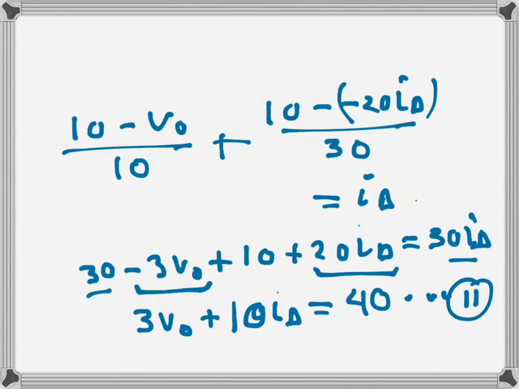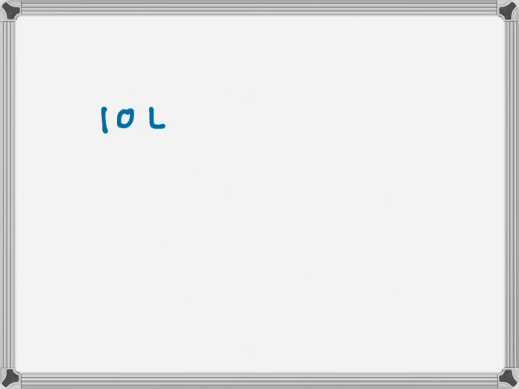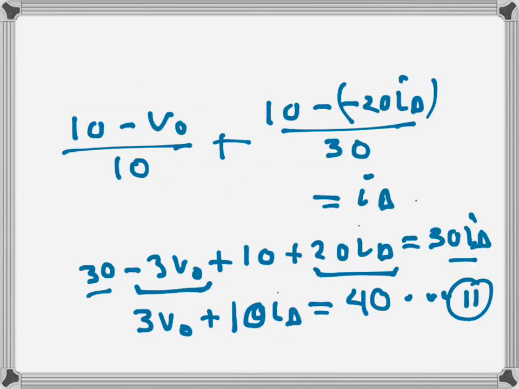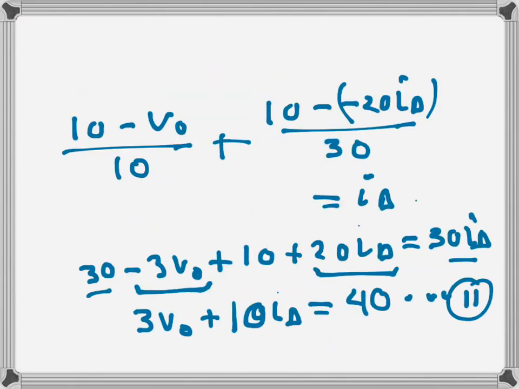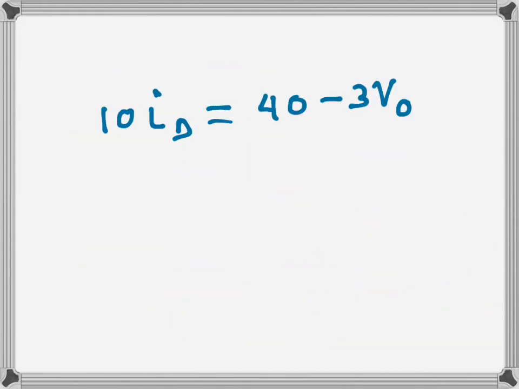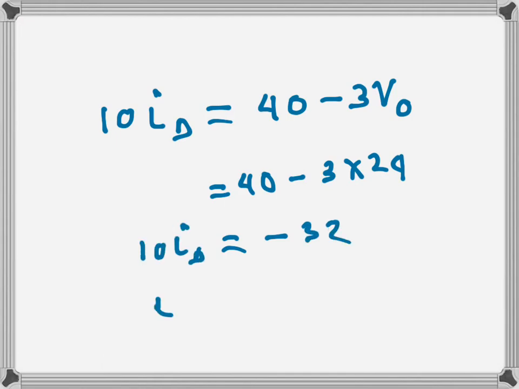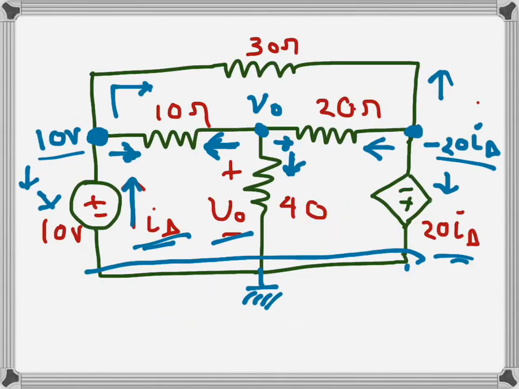Once we have V naught, we can find I delta as well. That's 10 I delta, and I'm using equation 2, 40 minus 3 V naught. So it becomes 40 minus 3 into 24, which is minus 32, equal to 10 I delta. So I delta is minus 3.2 amps. The negative sign means the current is actually downwards. So here the current will be downwards, and this potential will be positive, and so on.